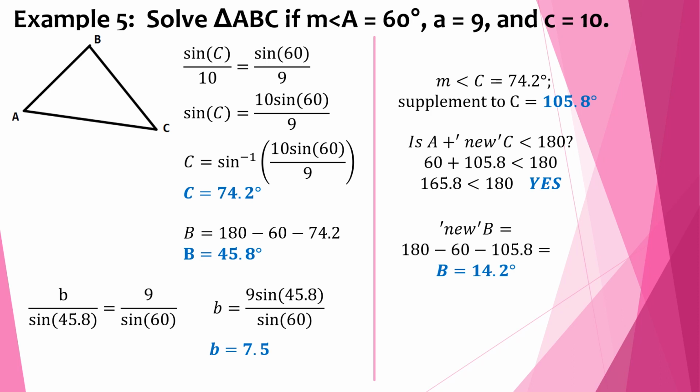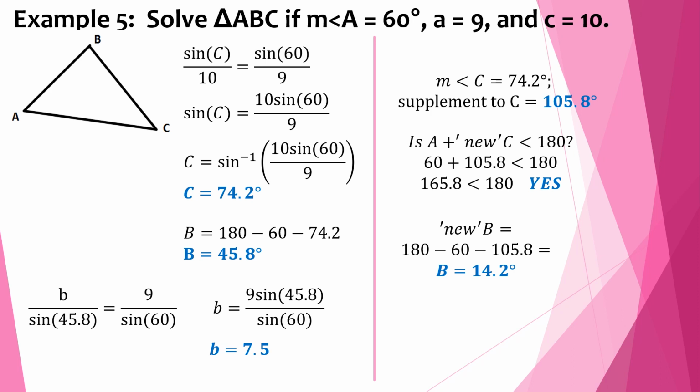Oopsie, that's a typo. Oh, I'm sorry, it's a typo up here. It's supposed to be the measure. That was not a typo. Goodness, I tricked myself. Here we go. The new B, wrong angle. Sorry, guys. The original B was 45.8. The new B is going to be 180 minus the given angle A minus the supplement of C, 105.8, gives us 14.2. Excuse me, all my little misgivings there.